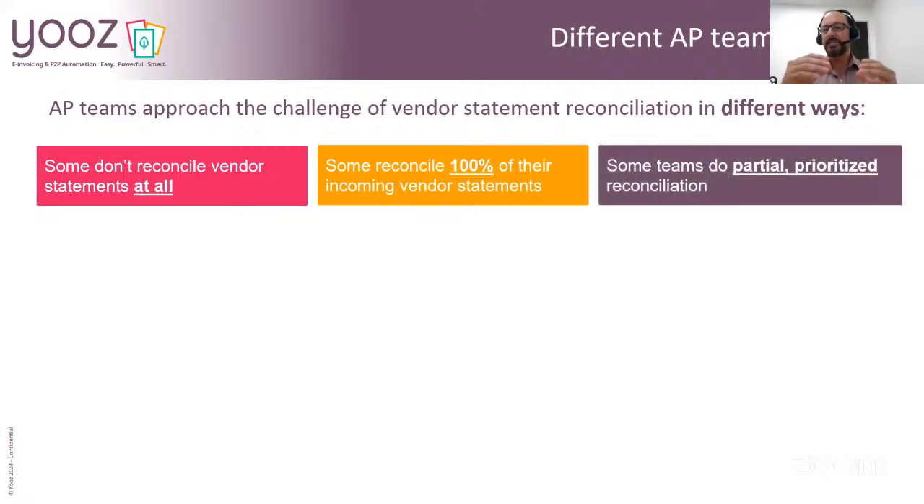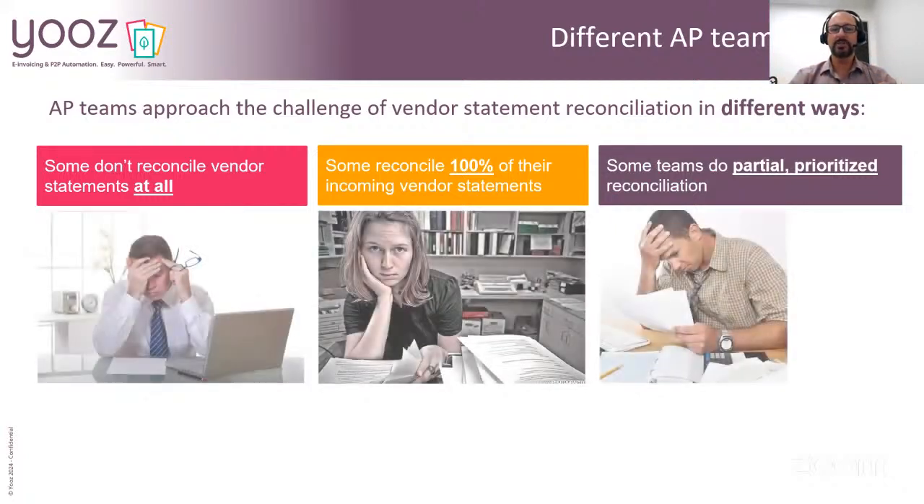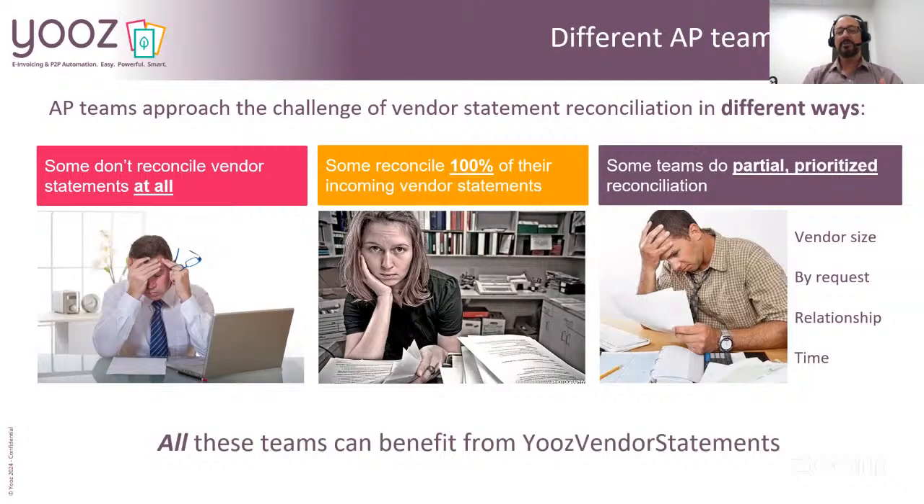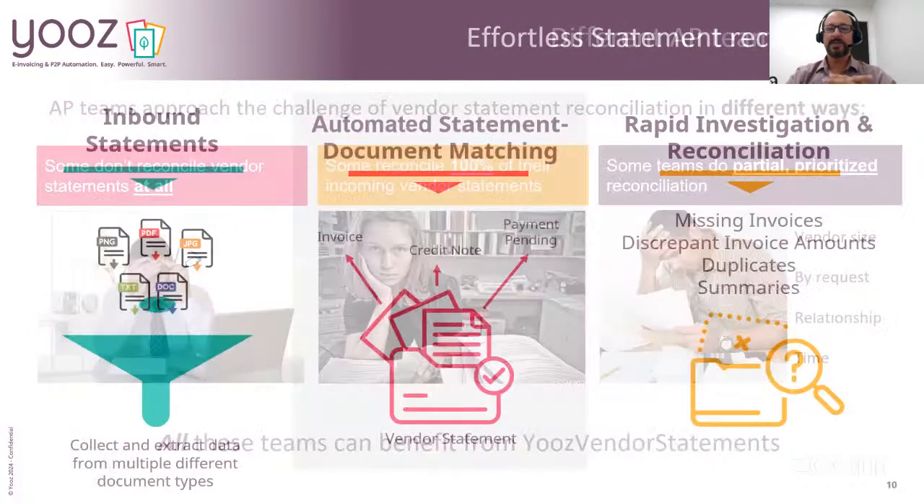I think most teams fall within this third category, and that's doing partial prioritized reconciliation. In almost all of these cases, it's still a headache to do. And for partial and prioritized reconciliation, teams are making that decision based on the size of their vendors, whether they've received requests from their specific vendors to do reconciliation, the relationship, of course, that they have with their vendors, and the time that they have available to them. I would say that every single one of these different AP team types can benefit from Yooz vendor statements.